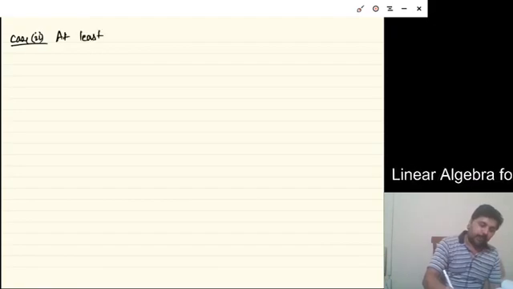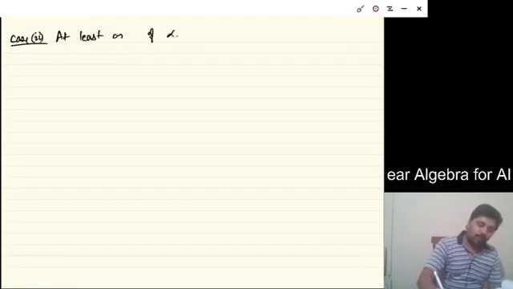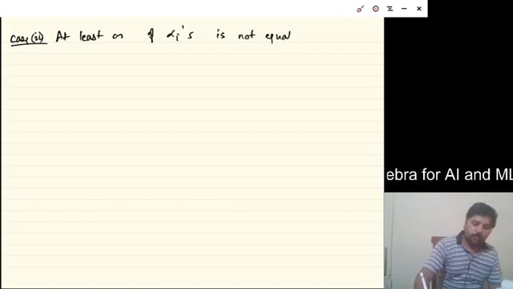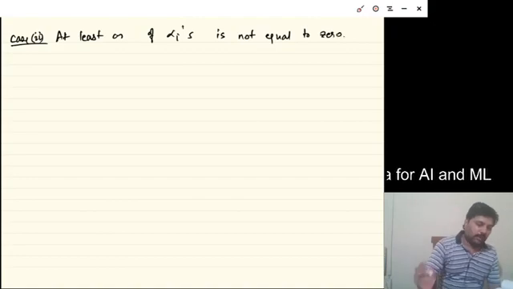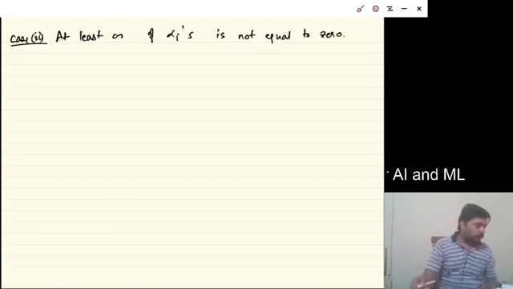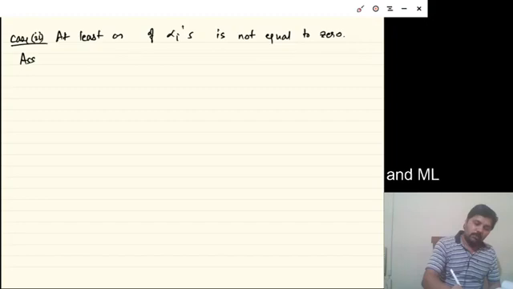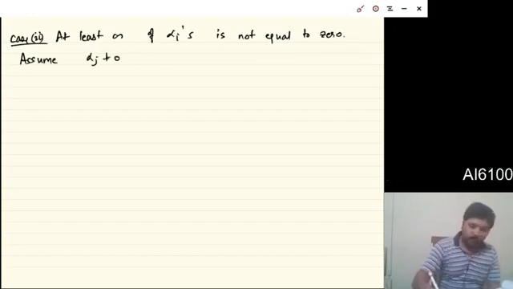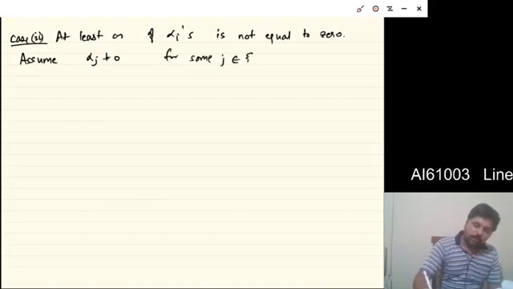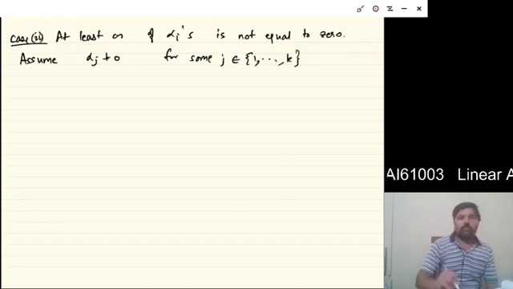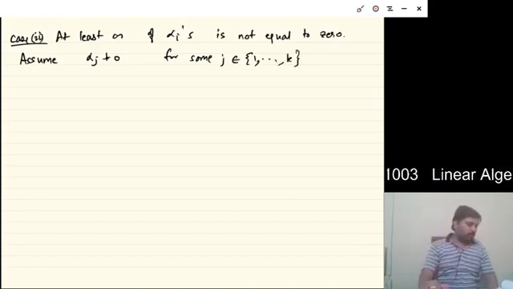Now we have to look at the second case. What is the second case? The second case is that at least one of the alpha i's is not equal to 0. Let us assume that alpha j is not equal to 0 for some j between 1 up to k. So there is at least one alpha j which is not equal to 0.